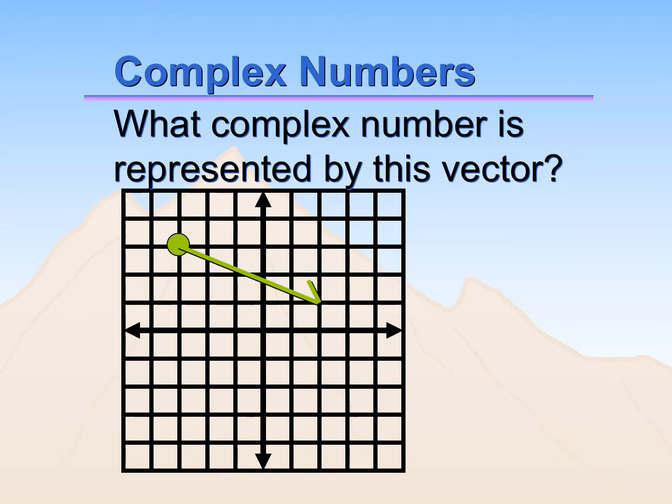Okay, so for this one, starting here at our initial point and going to our terminal point, we had to go to the right 1, 2, 3, 4, 5, which means our real part is 5. And then we had to go down 2, which means that our imaginary part is negative 2i. So that means that our complex number represented here is 5 minus 2i.